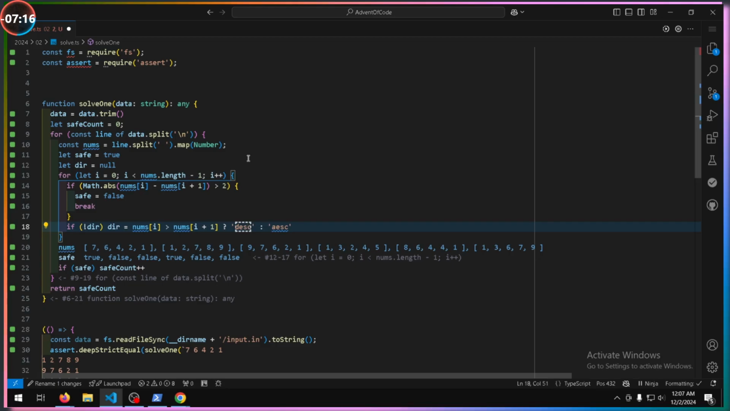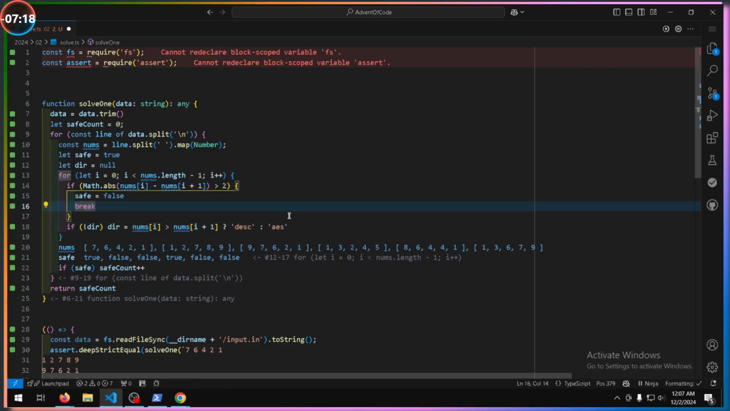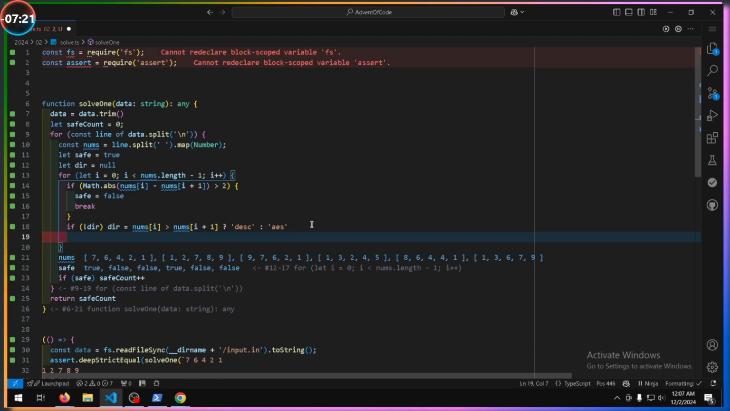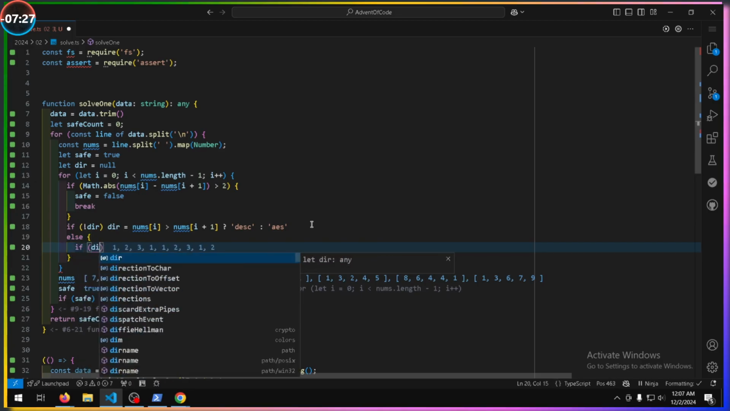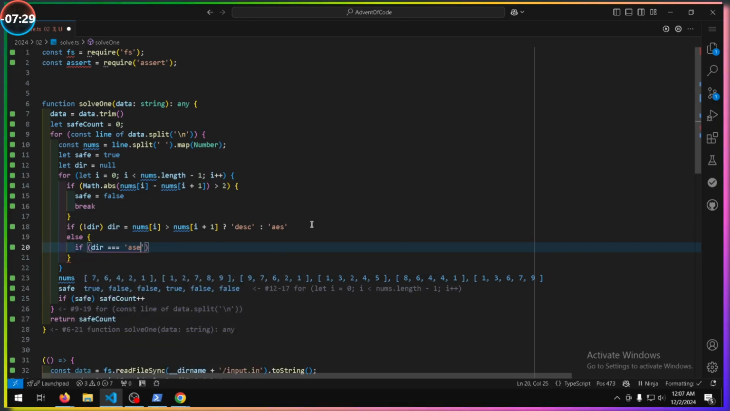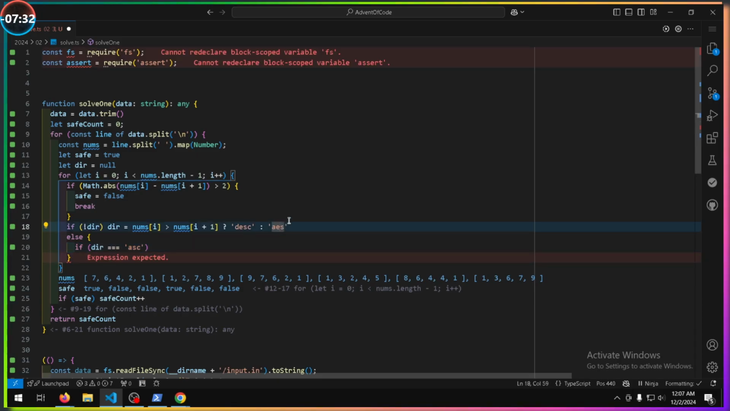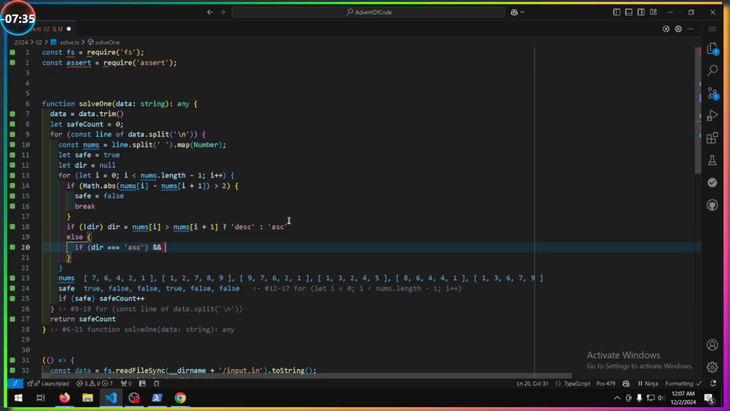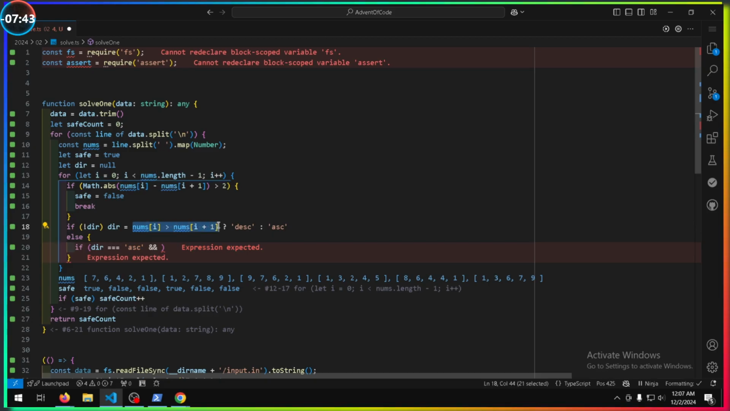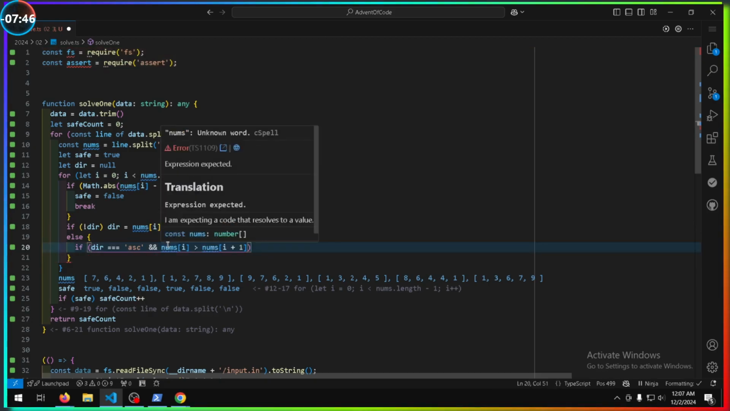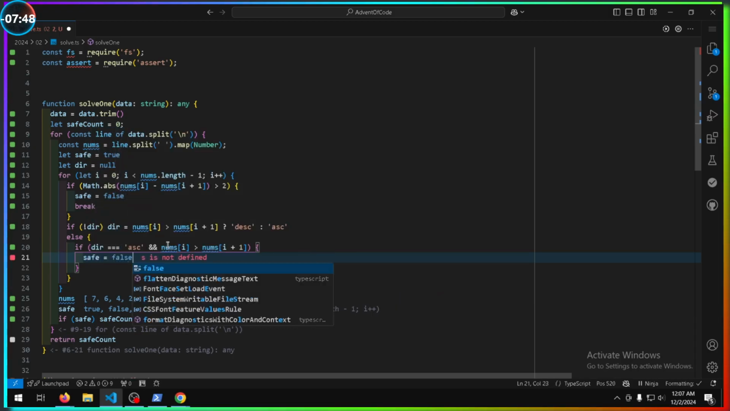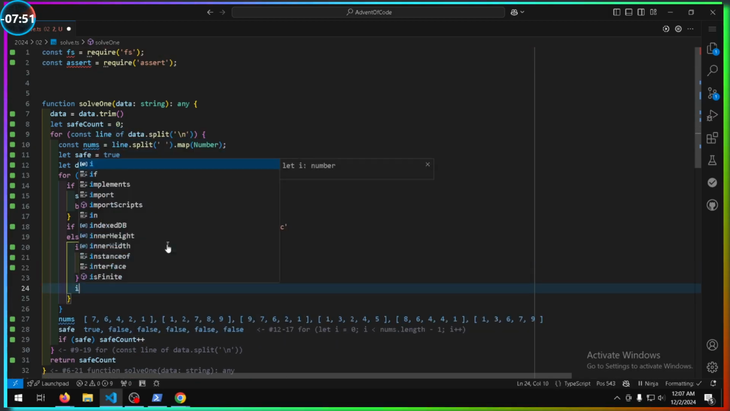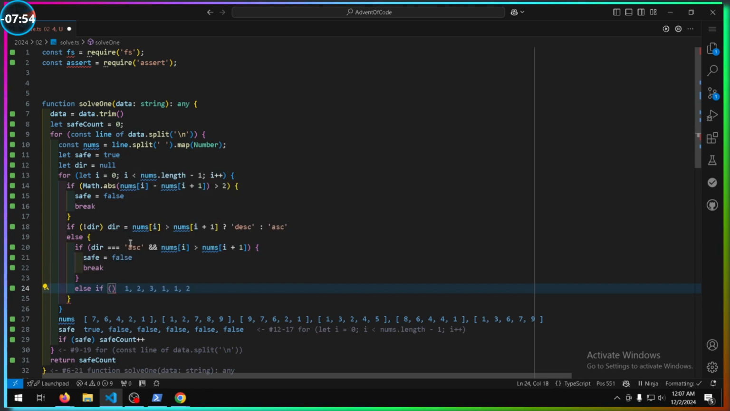Ascending, descending, there we go. And then if there's no direction otherwise, else if, so basically if the direction equals ascending, and it's not doing the right way, which is this way. Safe equals false, break, else if basically the opposite.